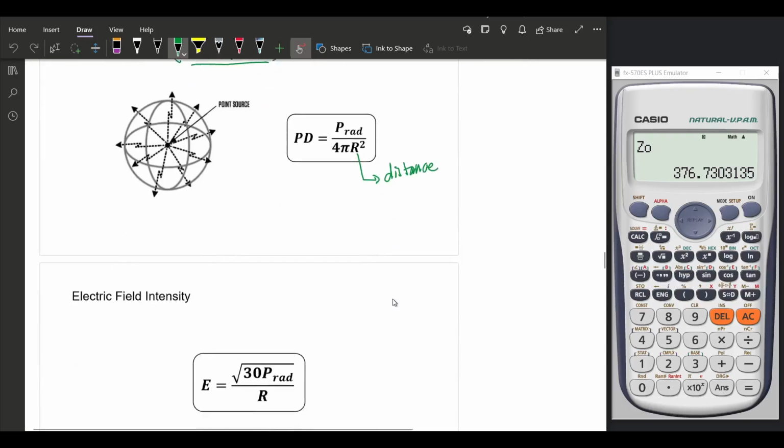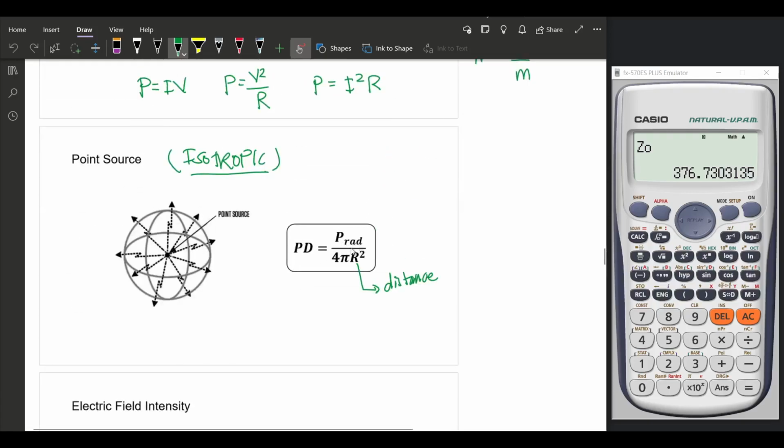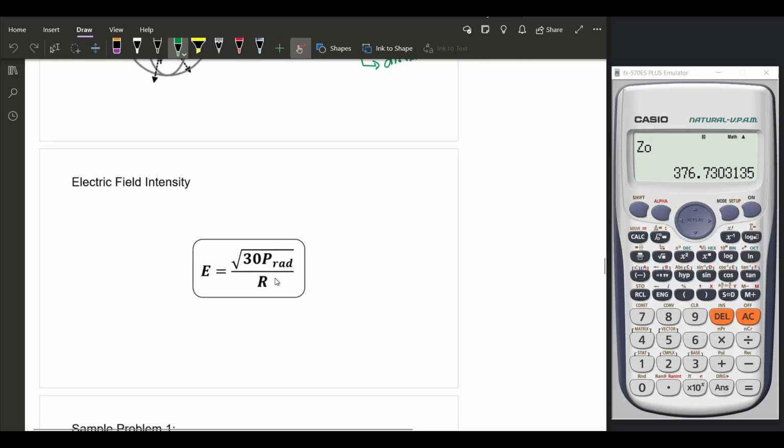Okay? And then another formula is for the electric field intensity. Ito yung volts per meter. Nag-derive din sila ng formula doon kung given yung P at saka yung R. So if given yung P and R, you can use this derived formula.